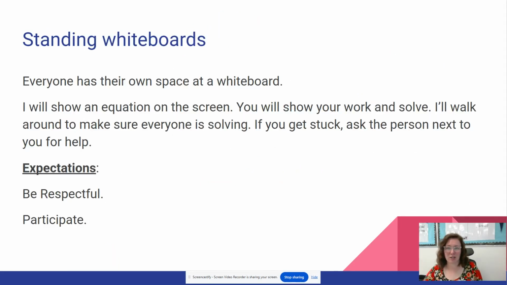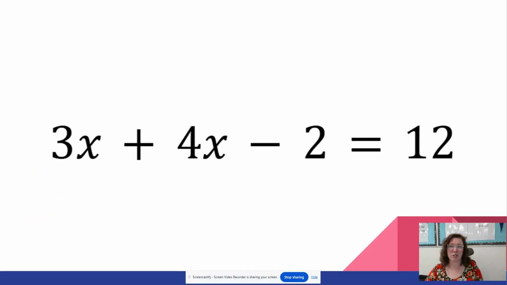Okay, then we started class with some standing whiteboards. So that means everyone's standing around the room practicing solving equations, because that's exactly what we're doing now, is combining like terms and distributing. We're joining that with solving equations. So we're going to start with this half and simplify this without worrying about the other side of the equation.